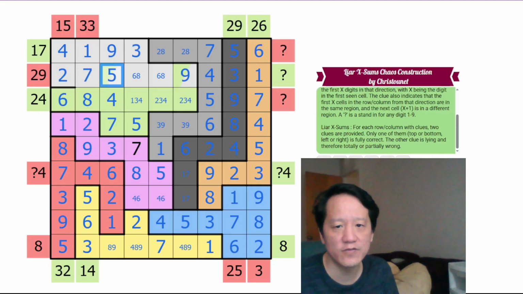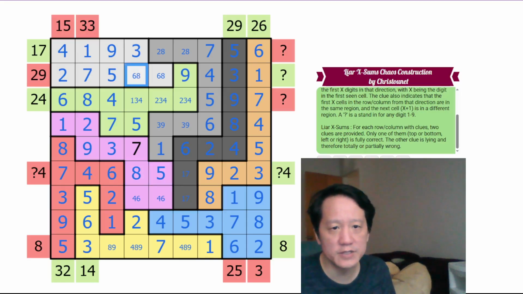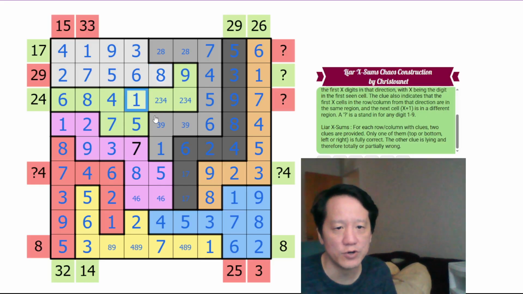That means 5 cannot be in green, so this is light. This cannot be light, so that's green, and we have the boundaries there. 8 eliminates 8 here, so it's 6 and 8. No 3 or 4 here, it's 1. These can't be 4 anymore. 9 eliminates 9 here, so it's 3 and 9. 3 eliminates 3 here, so it's 2 and 3. 2 eliminates 2 here, so it's 8 and 2.